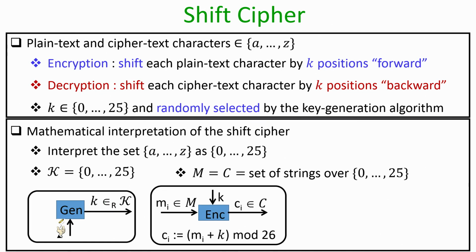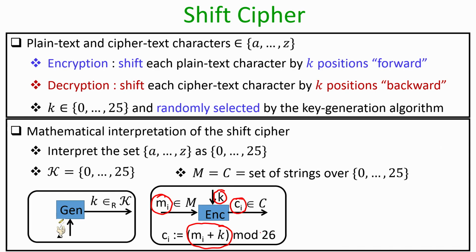The syntax for the encryption algorithm of the shift cipher is as follows. Imagine we are given an English text which we are interpreting as a string over the set 0 to 25. That means each character of the plain text is a symbol in the set 0 to 25. The encryption of the ith plain text character happens as follows. We take the ith plain text character m_i, and we have the value of the shift k, which is any value in the range 0 to 25, and the encryption algorithm produces the ith ciphertext character, which is the sum of the ith plain text character and the shift, modulo 26.